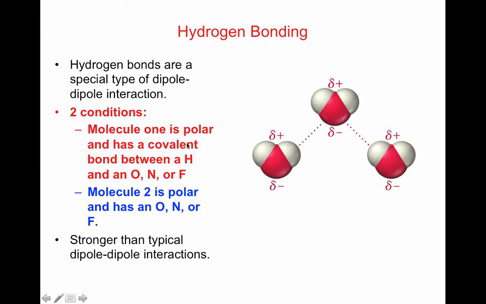When this happens, the partial negative and partial positive charges are bigger, their magnitude is greater than normal. And so the intermolecular force, the attraction between the two, is much stronger than a regular dipole-dipole interaction. And so that's why it gets its own special category. So water is an example of a molecule that has hydrogen bonding, because I have a hydrogen covalently bonded to an oxygen in one molecule, and another molecule is obviously polar and contains oxygen.